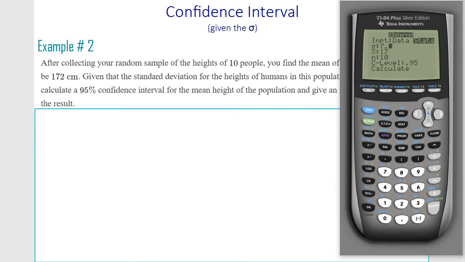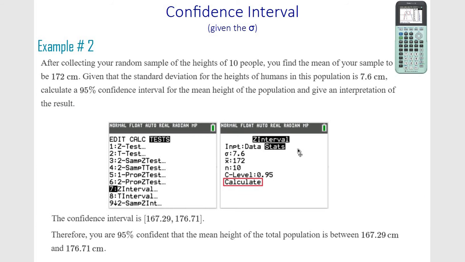All right, 7.6. The mean is 172, and we had 10 people. We want a 95% confidence interval, so you put it as 0.95, right? You don't put it as a percentage, you put it as a decimal, and then you calculate. There's your interval. All right, so you go to your Z interval, you put in your information, okay, and then you hit calculate.